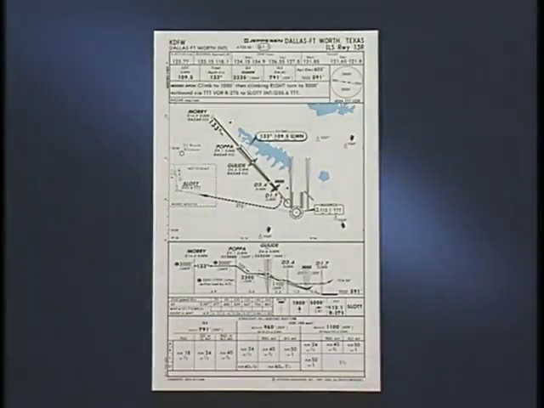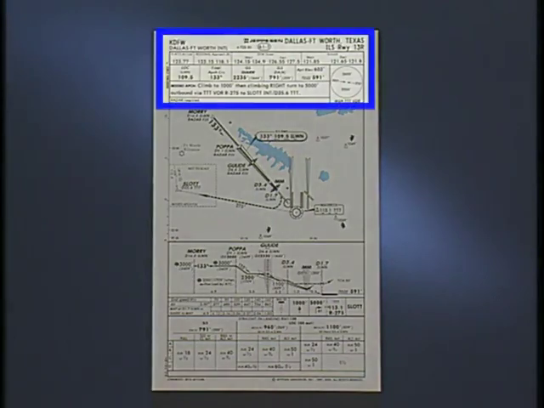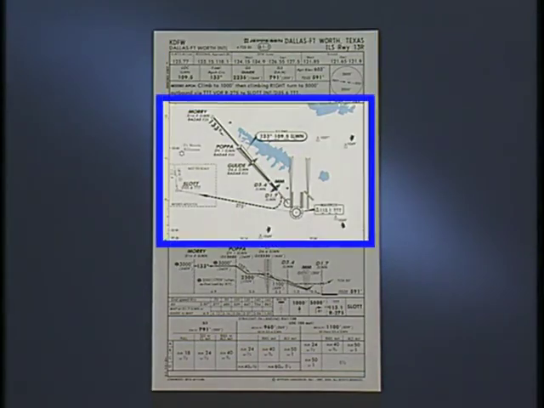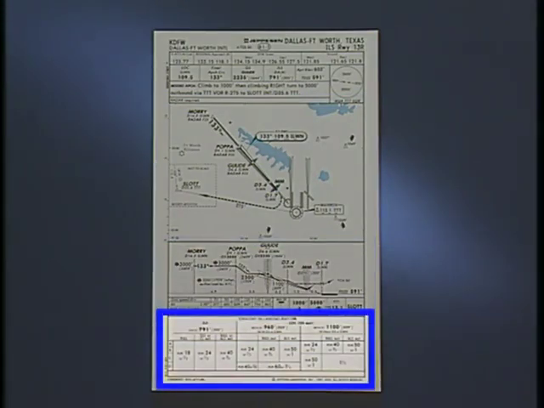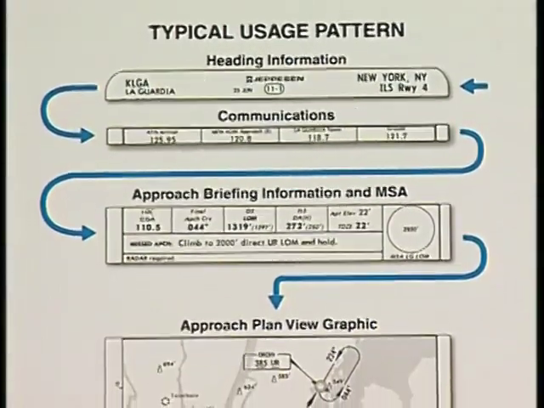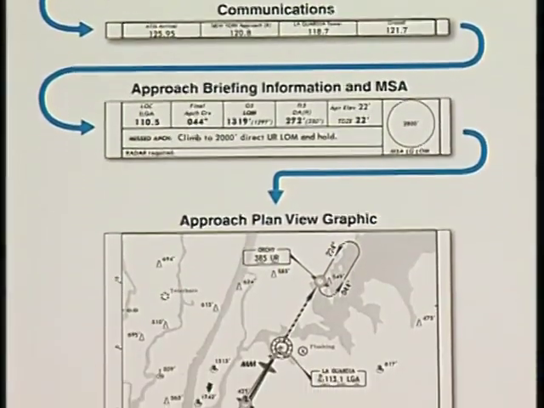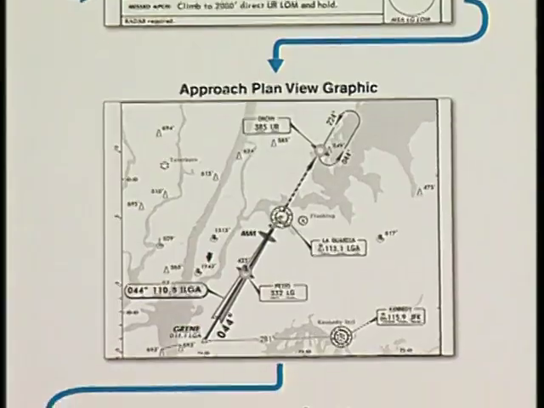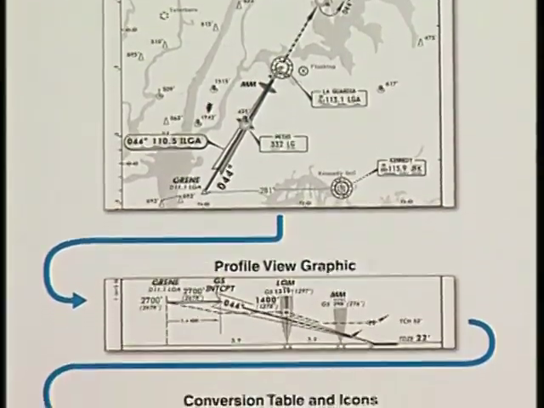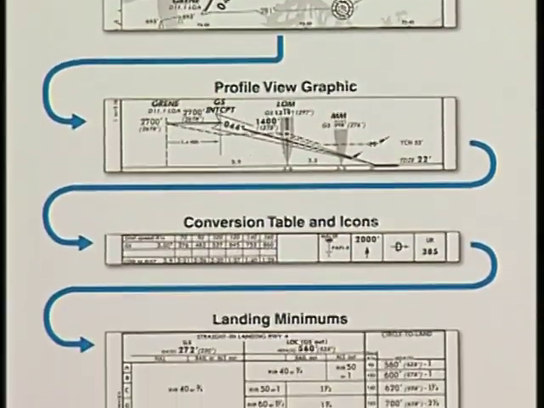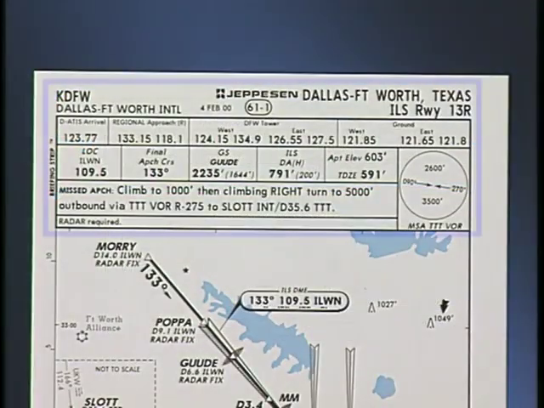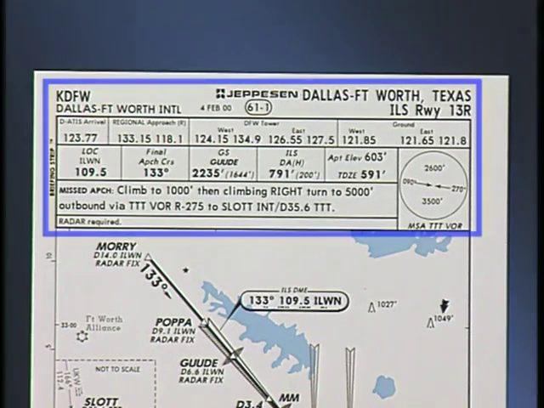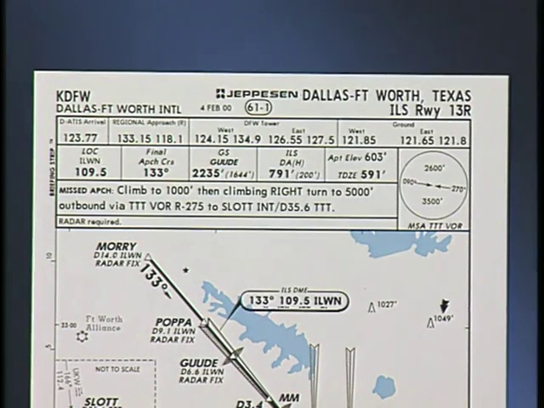The briefing strip approach chart format is divided into 4 sections: heading, plan view, profile view, and landing minimums. The information is arranged in a specific pattern based on how pilots review and use the chart data. Let's take a closer look at the heading portion of the chart. The information on the chart flows from right to left.